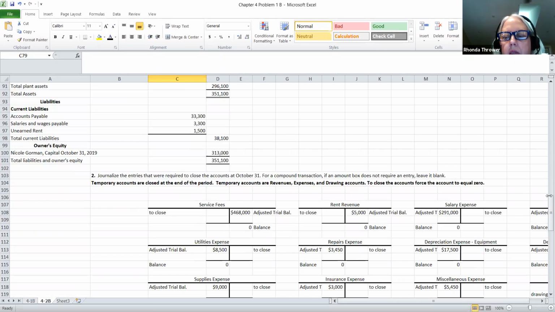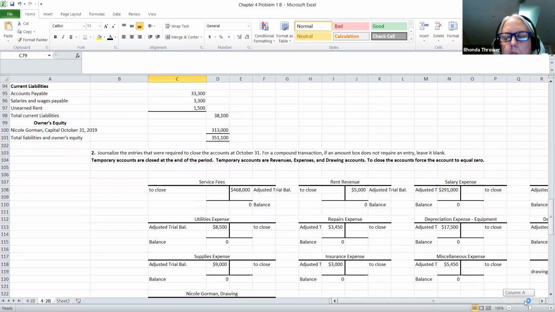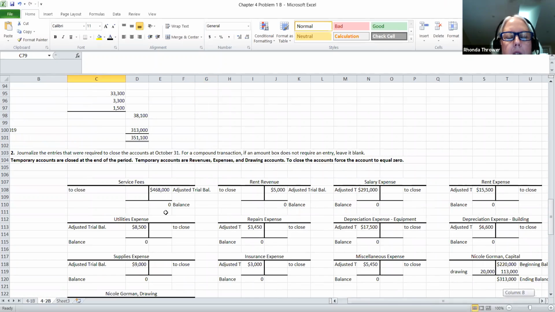So what I've done is I've listed a whole lot of T accounts here that represent your revenue accounts and your expense accounts and your drawing accounts. Your revenues, your expenses, and your drawing are going to be closed out. You might notice down here in the corner, I have capital account. Capital is a permanent account and it is never closed out. So you're not going to close out capital, but you're going to close out the rest of these accounts.